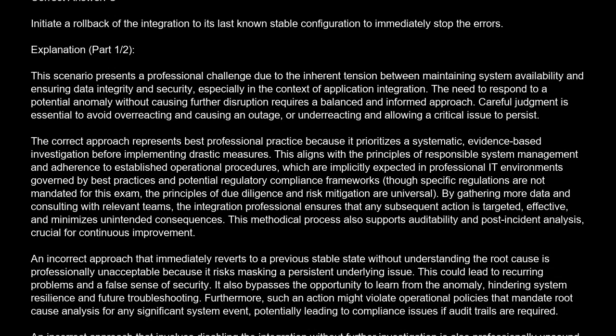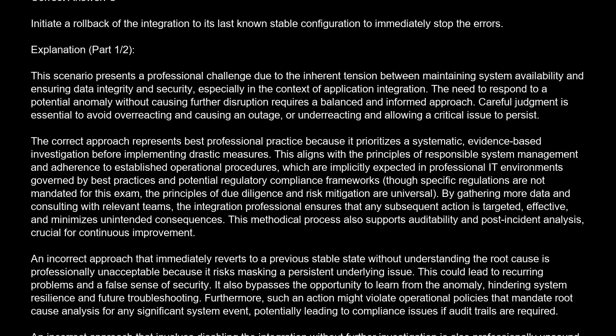The correct answer is C. Initiate a rollback of the integration to its last known stable configuration to immediately stop the errors. Explanation. This scenario presents a professional challenge due to the inherent tension between maintaining system availability and ensuring data integrity and security, especially in the context of application integration. The need to respond to a potential anomaly without causing further disruption requires a balanced and informed approach.